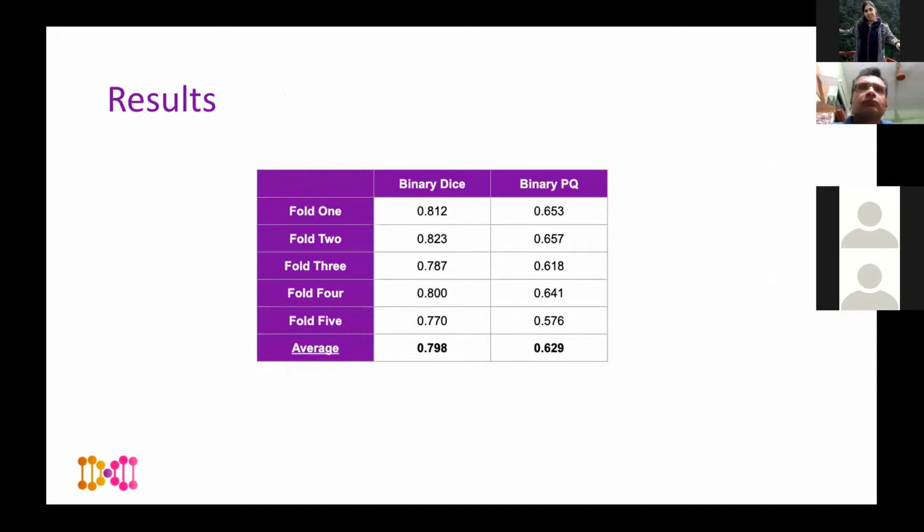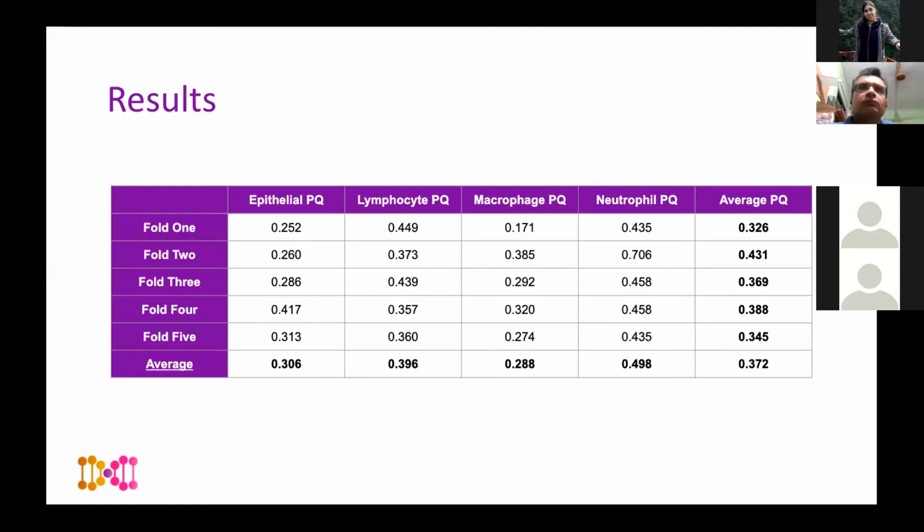First of all, we show some results for binary segmentation, so not taking into account the separate categories. We can see the results for binary dice and binary panoptic quality for each fold. Then we show the multi-class panoptic quality results. There might have been a difference in the way that we calculated the PQ and how the organisers calculated the PQ, hence why we've got some lower results on the slide here.